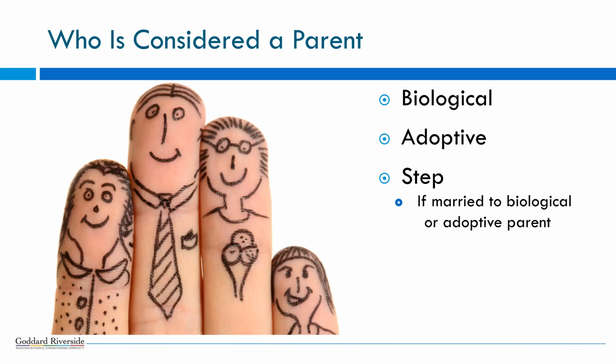All right, who is considered a parent? According to FAFSA, a biological parent, an adoptive parent, or a step parent if they're married to an adoptive or a biological parent. So a person living in the home with a biological parent that is not married to them, so a boyfriend or even a fiance that is not married, is not going to go on this form. Only a step parent who is legally married to a biological or adoptive parent.